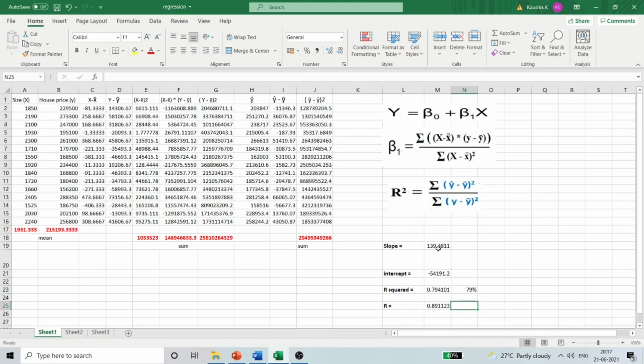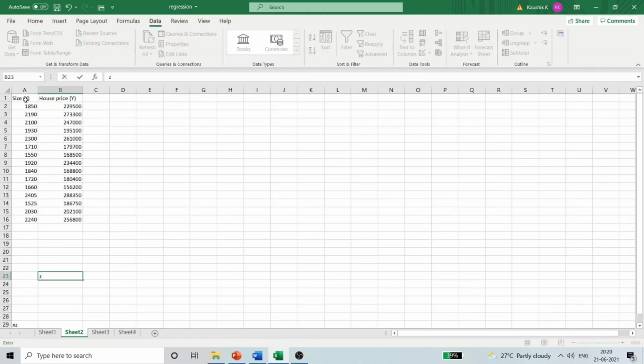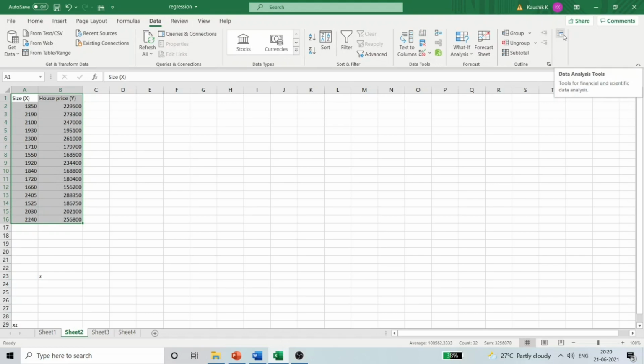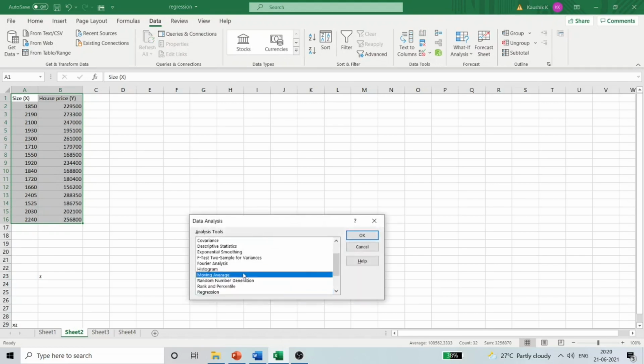Okay, so we'll see that very soon. Now let us see how we can make use of Excel as a tool to obtain the result for any kind of regression problem. So I have the same problem, x and y. I have to select this, then click on Data. In Data, on the right side, I have the Data Analysis tool. I have to click on that, then select Regression.